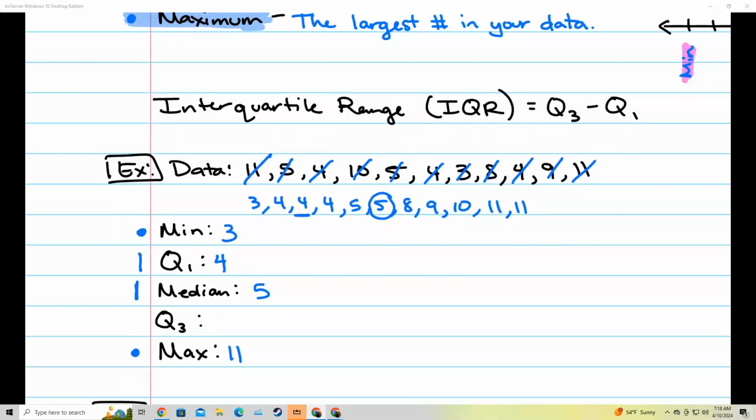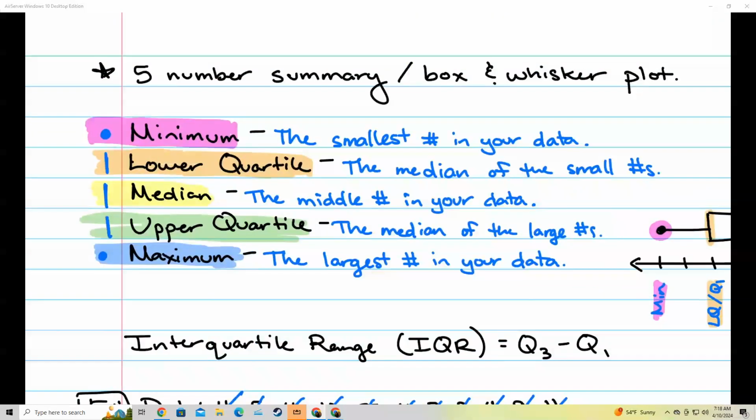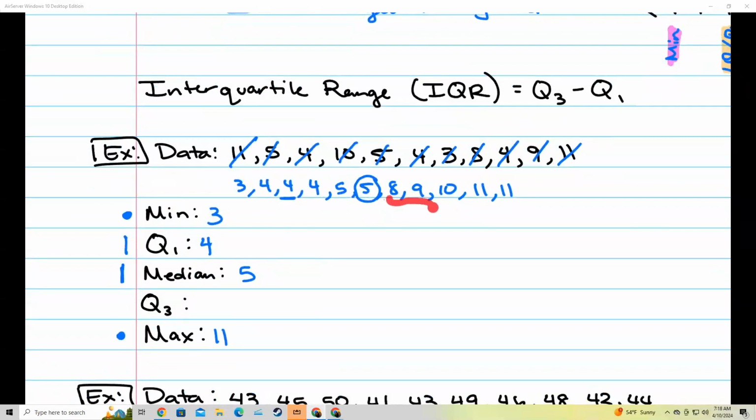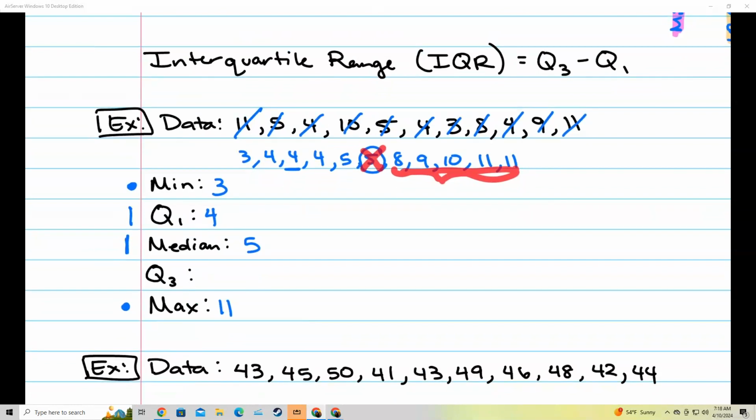To find the middle of my large numbers, remember that quarter 3, or your upper quartile, is the median of the large numbers. Here are my large numbers. Remember, we're not going to include the 5. So I need to find the middle of these numbers. I'm going to go ahead and cross out left and right, left and right. It's 10. 10 is my quarter 3, and I'm going to put a stick there. All right, guys, I did pretty much all the work. I know that my minimum is 3. I know my first quartile is 4. I know my median is 5. My upper quartile is 10, and my maximum number is 11.